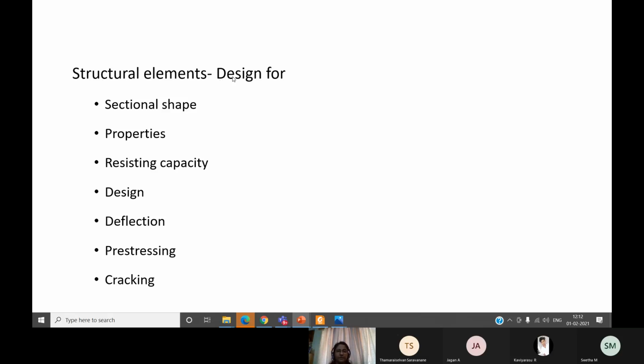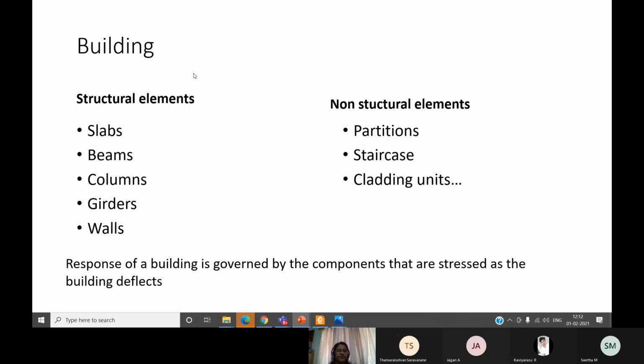In a building, structural elements are there, and non-structural elements are there. Structural elements are slab, beam, column, girders, walls, shear wall, whatever it is, anything that takes care of the load. If it is the load transfer mechanism or the load carrying member, it is called a structural element. At the same time, you have non-structural elements like partitions, staircase, cladding units. These are also an important part of the structure, but the staircase carries some load, yet it is considered a non-structural element.